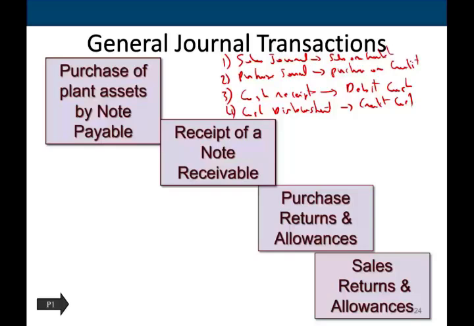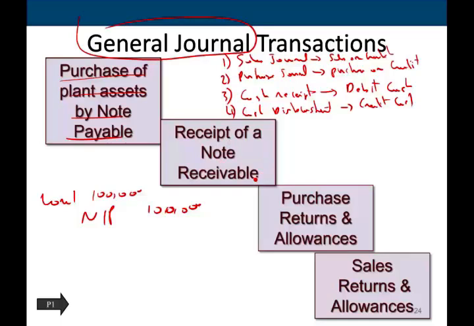Okay? Now, what about other entries that don't fit any of those categories? Like what? Purchases of a plant asset by a note. So you bought a plant asset, so you debited the asset, but you bought it on account, so you credit notes payable. Let's assume you bought land for $100,000. Well, you used a loan. The loan doesn't fit anywhere here. It's not a sales journal entry. It's not a purchase journal entry. It's not a cash disbursement. It's not a cash receipt. It doesn't fit anything. So where does it go? It goes under the general journal.